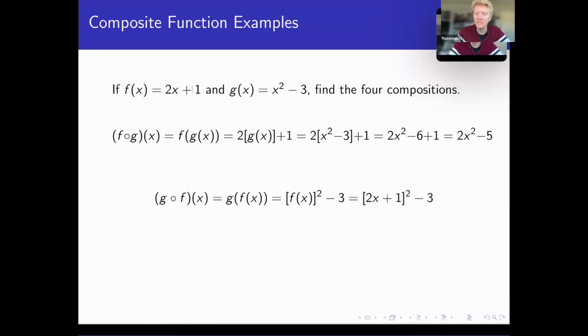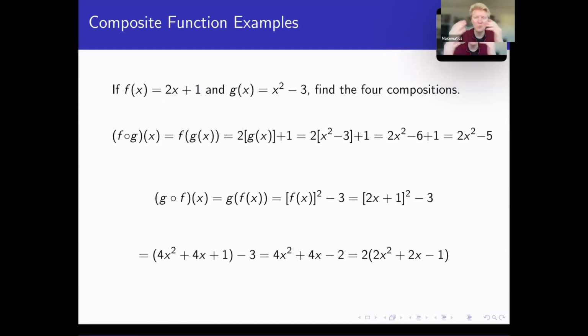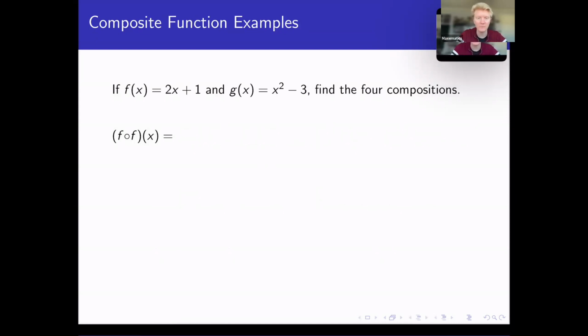2x plus 1 squared, that's foiling, right? Be very careful. 4x squared plus 4x plus 1, and then subtract 2 and factor out 2 just to be fancy. Looking for compositions, we can simplify, but if we're plugging in values, at some point you don't need to simplify. We're just looking for that actual value.